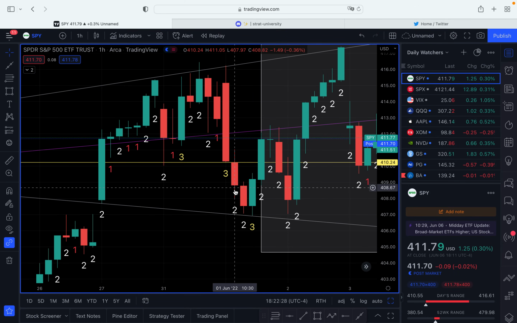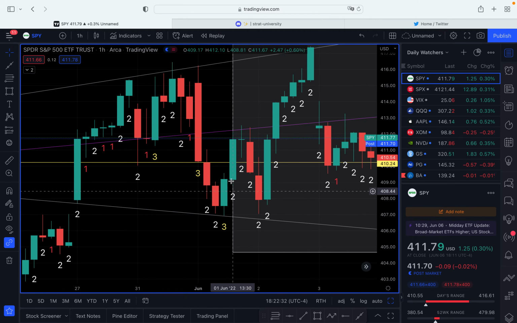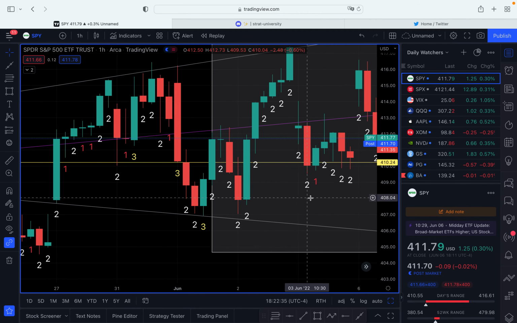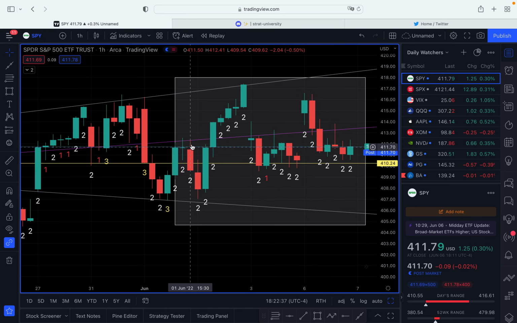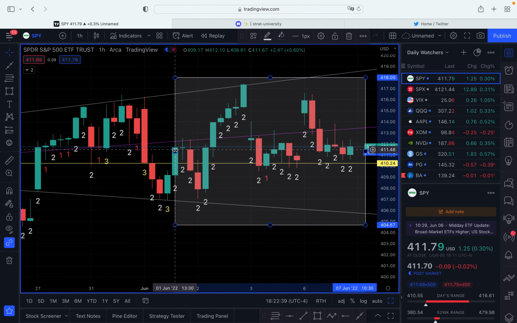All right. Now we got a 2-3 off the bottom of the Broadening Formation. Kind of bullish, right? Who knows? We might come back into the range. All right. Now we get more price action presenting itself. Boom. Oh, we got a 2-2 up or 3-2 on the hour.